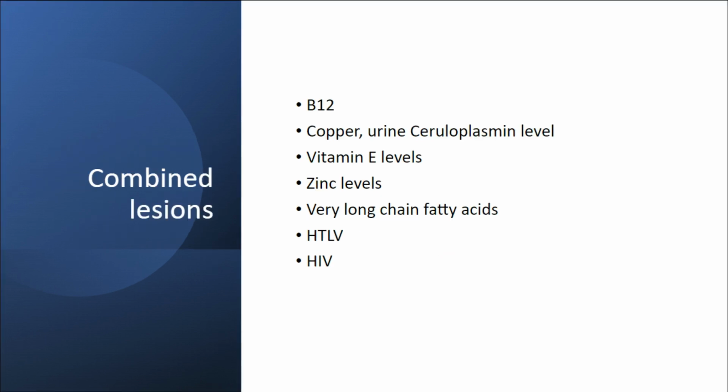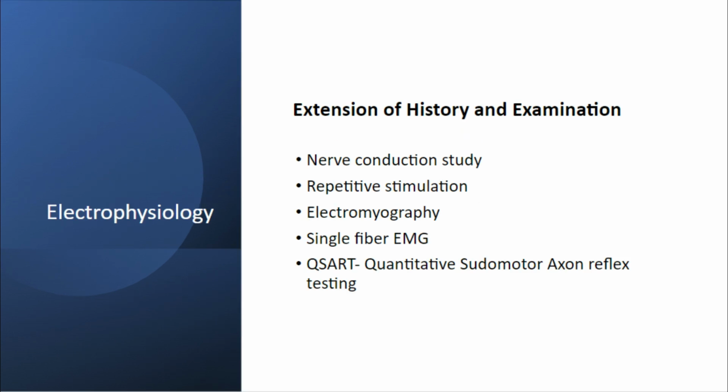Combined lesions: B12, copper, urine ceruloplasmin levels, then vitamin E levels, zinc levels, very long chain fatty acids, HTLV, and HIV. That's the bread and butter of the neuromuscular clinic. Then nerve conduction study, repetitive stimulation, electromyography, single fiber EMG, QSART, which is quantitative sudomotor axon reflex testing.